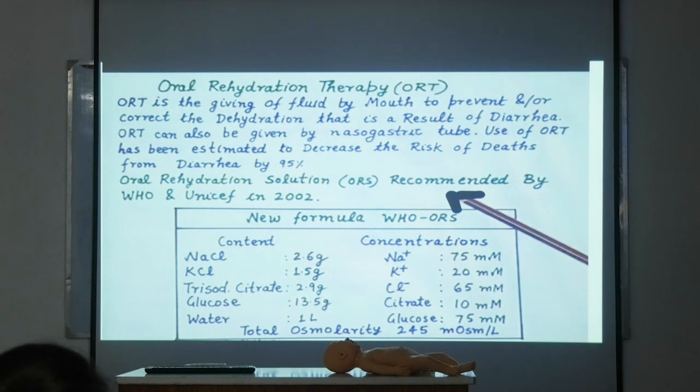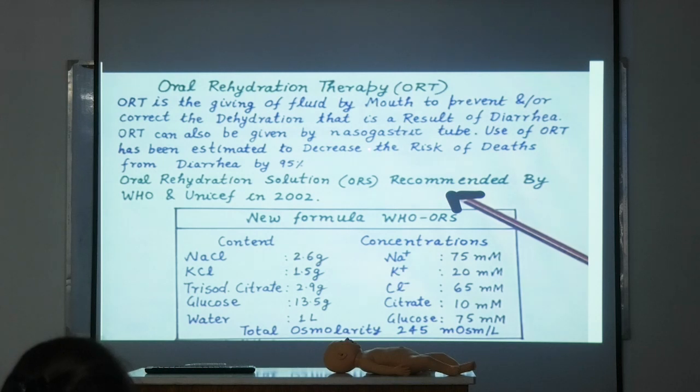1 liter of water you should dissolve 1 packet of ORS, and 1 packet of ORS contains these substances, and these are the molar concentrations, millimole. আয়ন্স গুলো কত মিলিমোল থাকে এখানে দেওয়া হয়েছে, পুরো জিনিসটা মনে রাখতে হবে। And the total osmolarity of ORS is 245 milliosmol per liter.